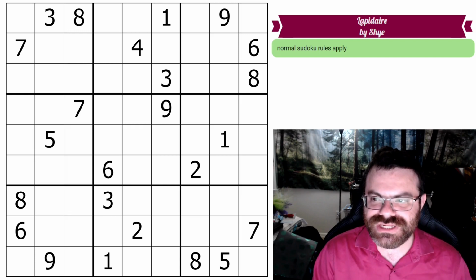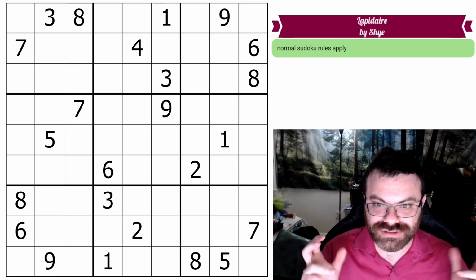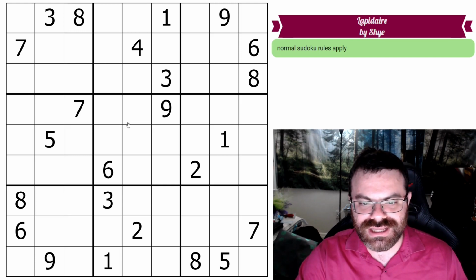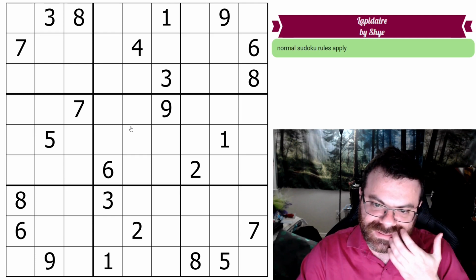So I'm going to get started on this one. Like I said, I'm going to do the basics first to unlock the technique that we want to do. And then I'll do the technique and show how that finishes off the puzzle. So let's get started.